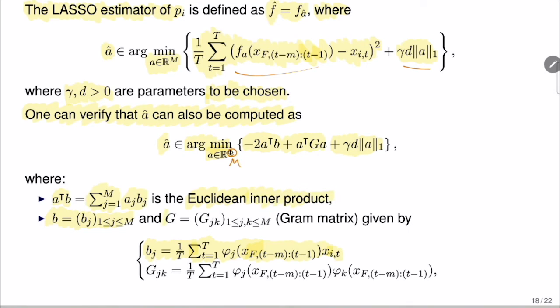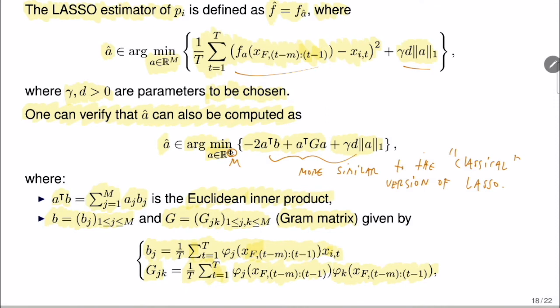And G here is an M by M matrix called the Gram matrix, and it's given by, if I look at the entry JK, 1 over T, the sum from t going from 1 to capital T of phi_j of the configuration x_F from t minus m to t minus 1 times phi_k evaluated at the same configuration. Okay, so this you can check, and perhaps this expression here is more similar to the classical version of lasso.